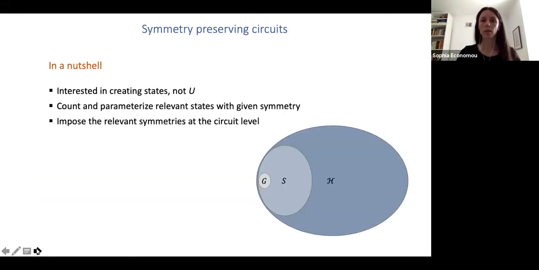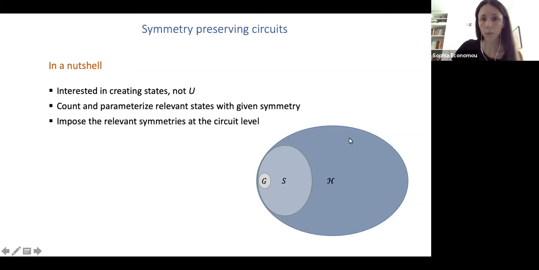All right, so the first approach is preserving or enforcing symmetries. And you can think of this in the following way. Unlike what we usually think about in quantum computing, where we want to create some U, some unitary operator, here we have more modest goals. What we want is to create a specific state. And if you know something about that state, such as the symmetry sector in which it lives, then you can build that into your ansatz by building it into the circuit that creates that ansatz.